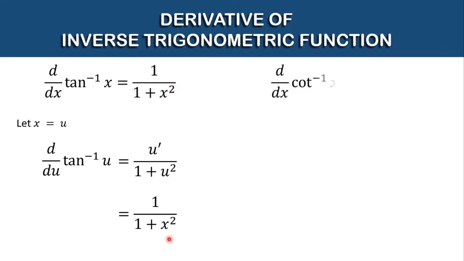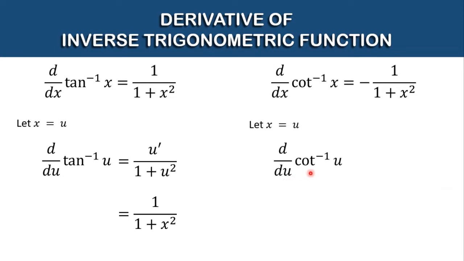For our arccotangent, so negative lang naman yung derivative niya. So, yung sa arctangent is positive. So, arccotangent is negative. So, same goes with our arccotangent. Let x is equal to u. And we have d over du of arccotangent of u. This is equivalent to negative u prime over 1 plus u squared. So, yung u prime natin is 1 over 1 plus x squared. So, this is negative.